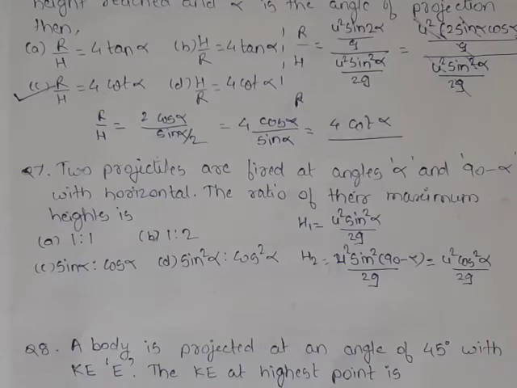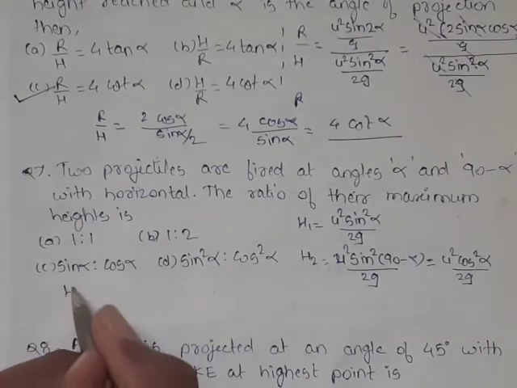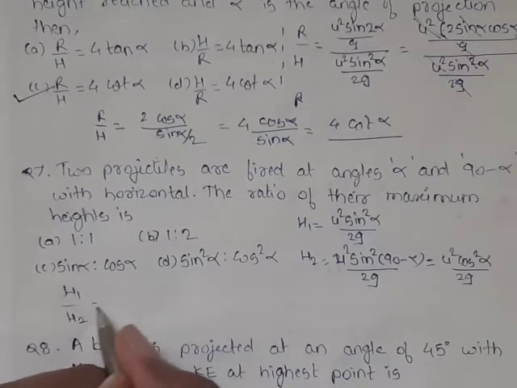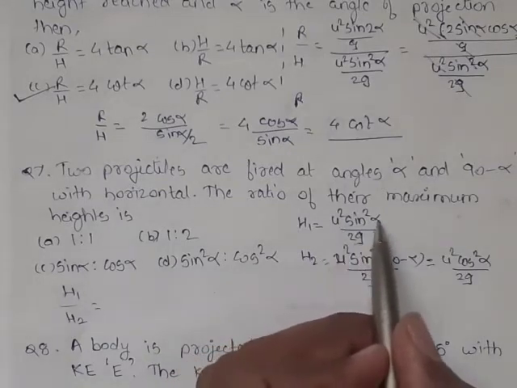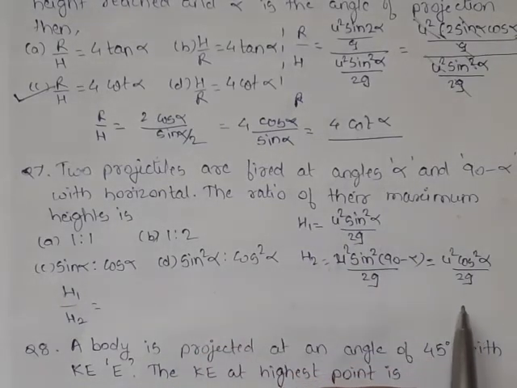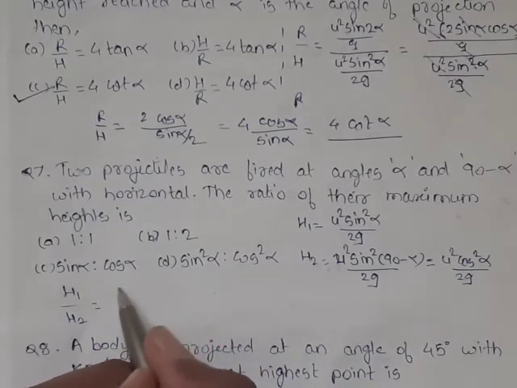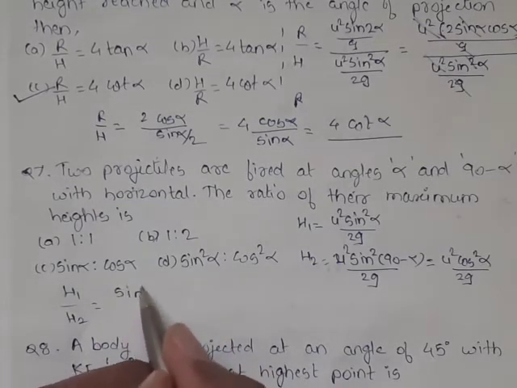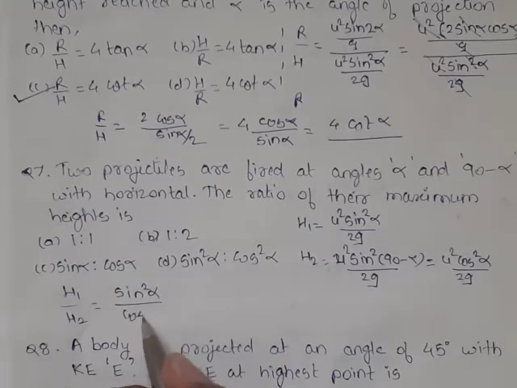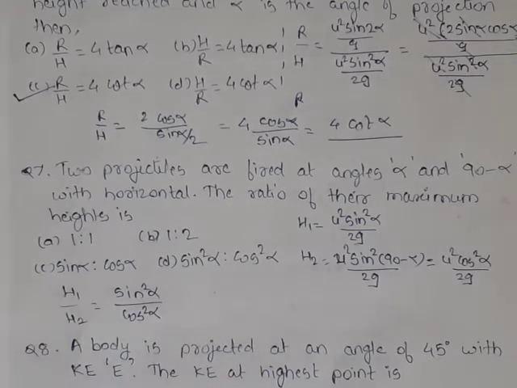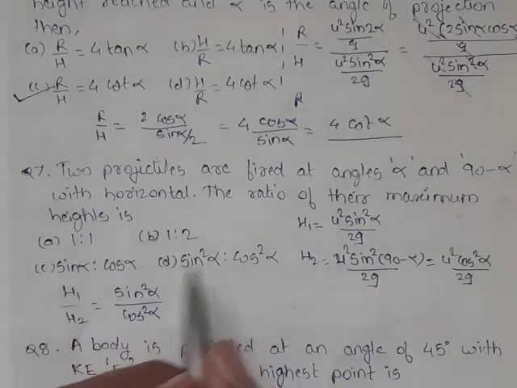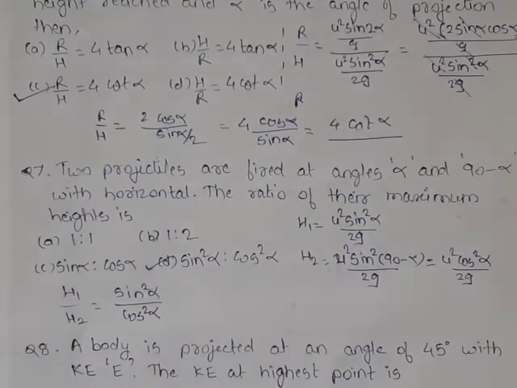Now we have to take the ratio of H1 upon H2. So H1 upon H2 will finally be, H1 is u square sine square alpha upon 2g, H2 is u square cos square alpha upon 2g. So finally H1 upon H2 will be nothing but sine square alpha upon cos square alpha. So for question 7, option D is correct, sine square alpha upon cos square alpha.